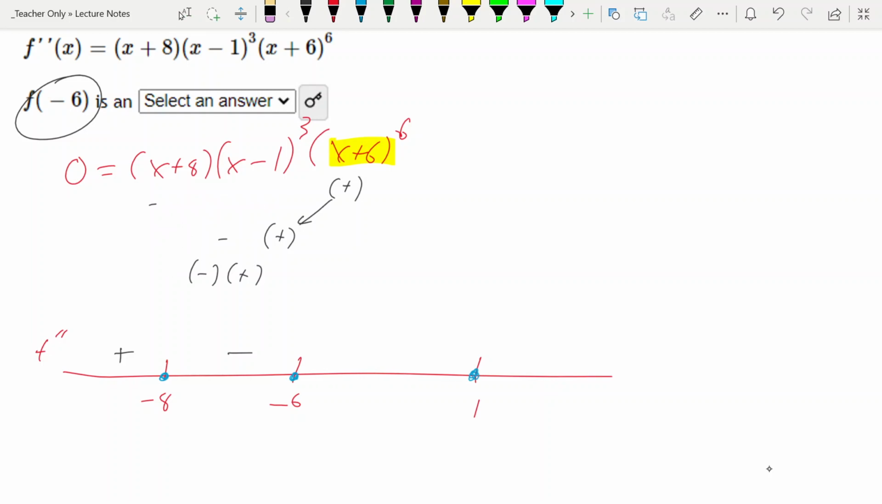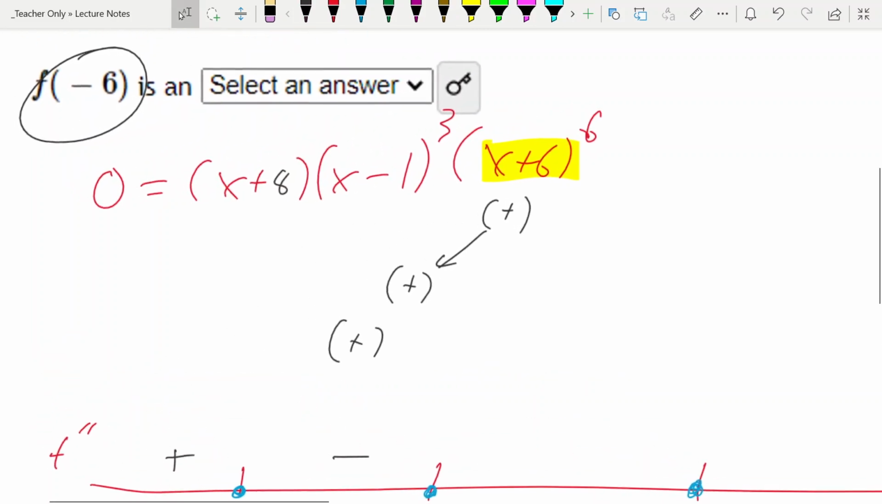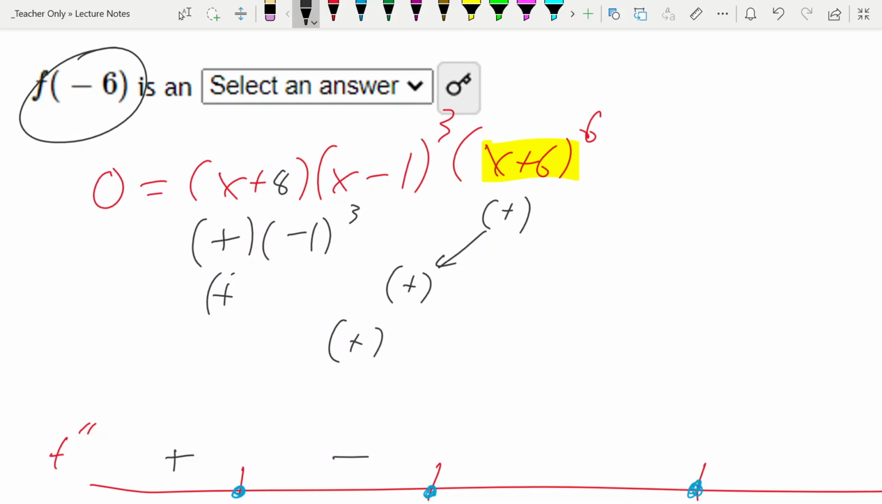You're going to pick something between -6 and 1. 0 is usually a popular option, especially when you don't erase your values. Okay, so if I sub in 0, that would be 8, a positive number. -1, a negative number, cubed. And once again, positive. Don't care, it's positive. So therefore, positive times a negative times a positive makes another negative.